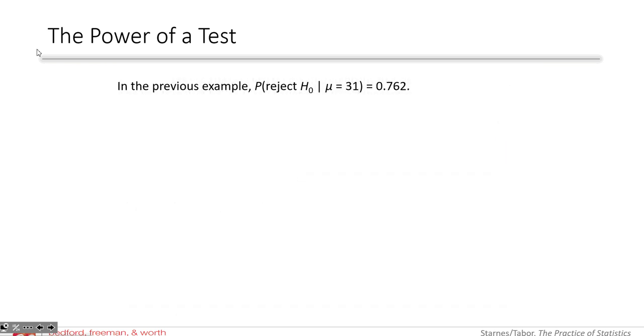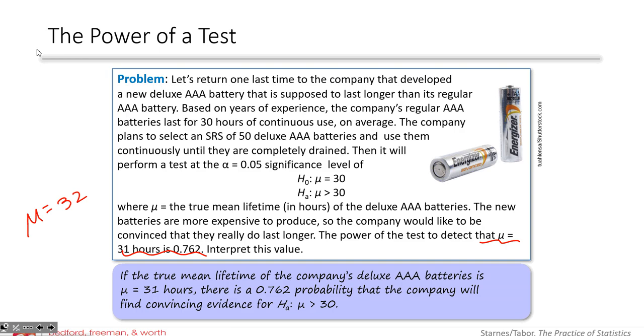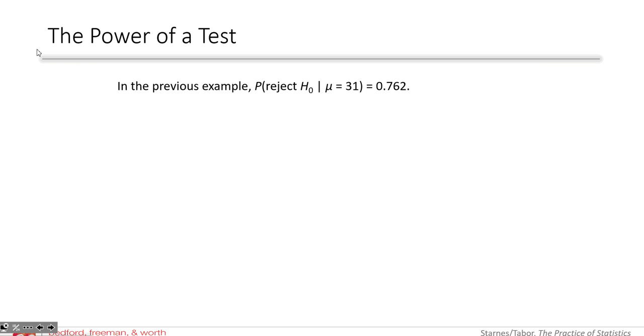Okay, so keeping in mind, it's a conditional. If the true mean is actually 31, right? So this is a conditional probability. This is the probability that we reject H0, in other words, find evidence to say that HA is true, when the population mean actually is 31. That's the power of a test.